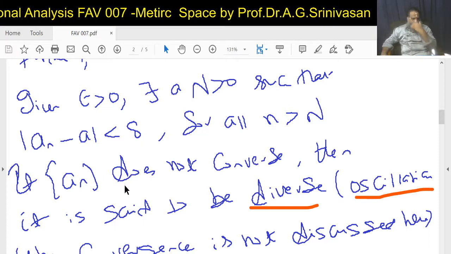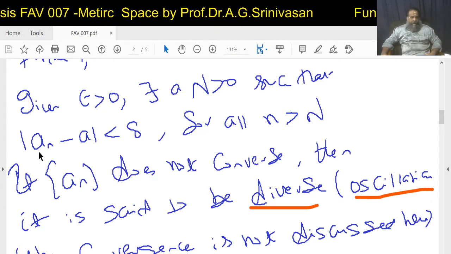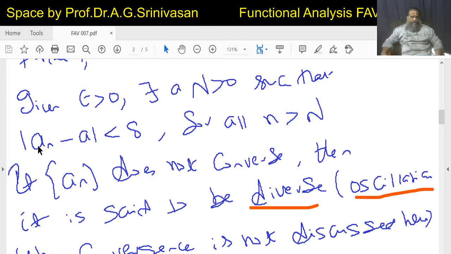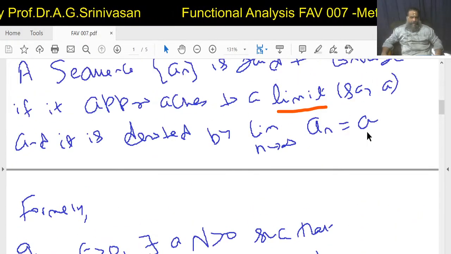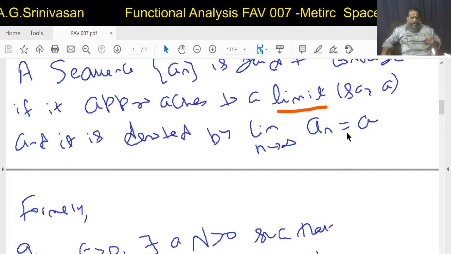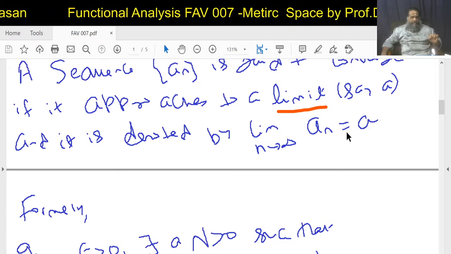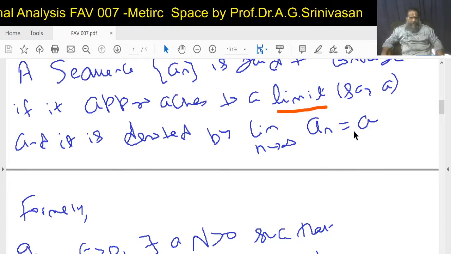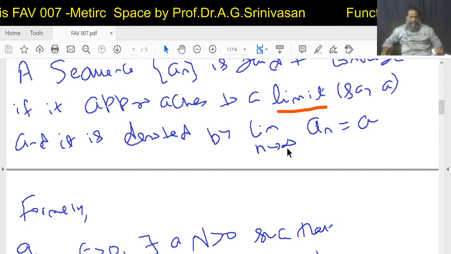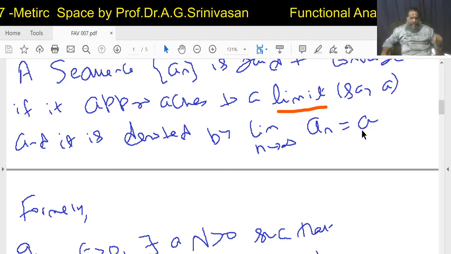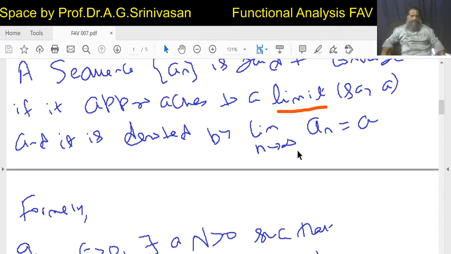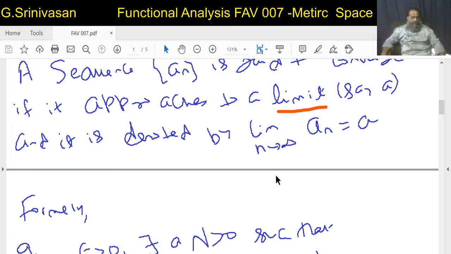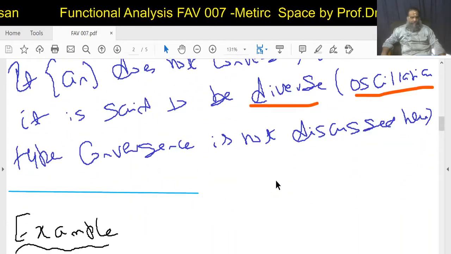What does convergence mean? The convergence says an becomes almost a as n tends to infinity. That's what it means. When I say equality on the right hand side, it is not mathematical equality, it's the convergence equality. When we write an equals a as n tends to infinity, it means that an becomes almost a as n tends to infinity. But an can never become a at any stage. That's an important point. I will explain this by means of an example.